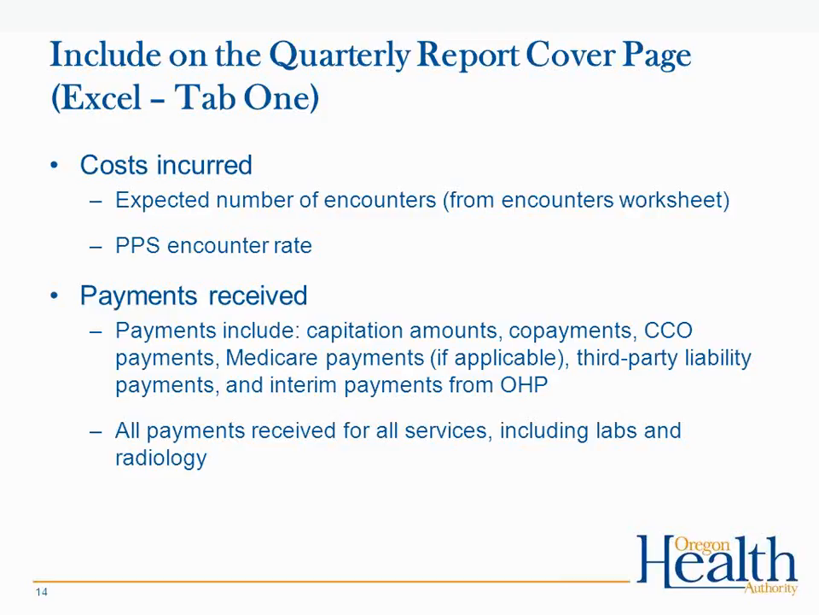That includes capitation amounts, co-payments, CCO and managed care plan payments, Medicare payments if applicable, third-party liability, and interim payments from OHP. So you're reporting all of the payments that you've received for all services, and that does include labs and radiology.